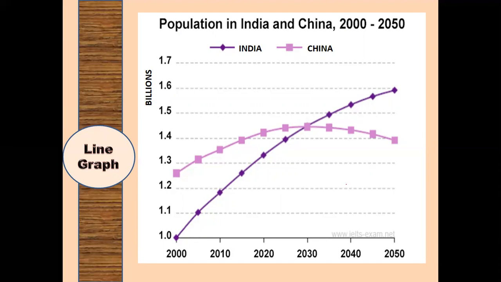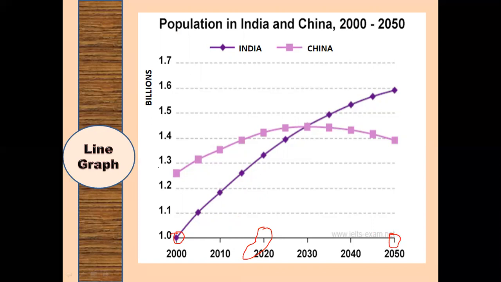Now you will have to look at this line graph very carefully, because unless you study or analyze it carefully, you won't be able to write it. So what will you have to see? What is 2002? 2002 is past. What is 2020? 2020 is present because it is going on. And what is 2050? This is what will happen in future.